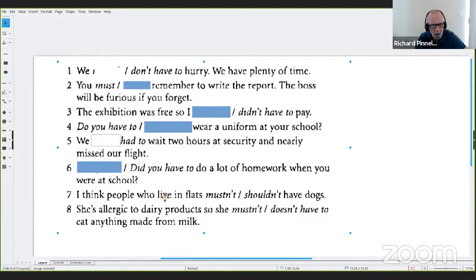Number seven, I think people who live in flats mustn't have dogs or shouldn't have dogs. So, okay, flats is departamentos.